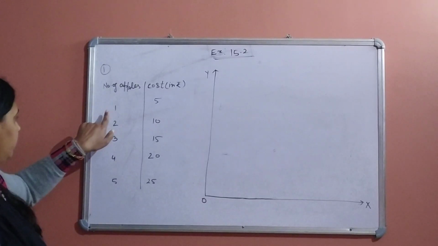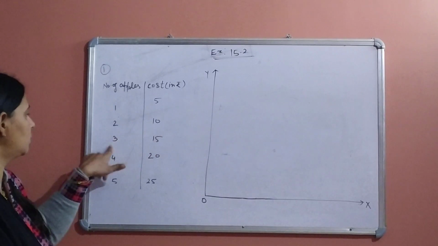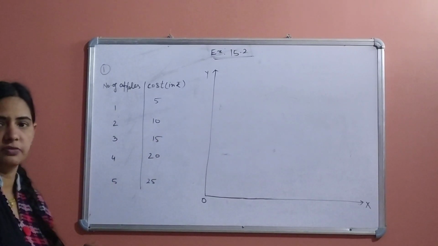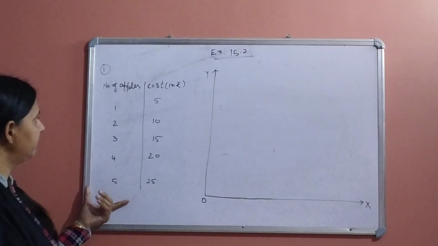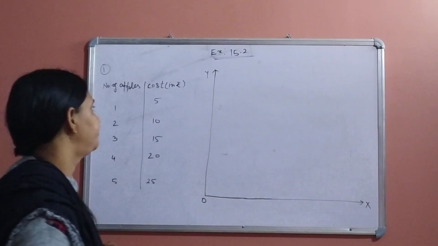Number of apples, when there is 1 apple then cost is 5. Cost of 2 apples 10, cost of 3 apples 15 rupees, cost of 4 apples 20 and cost of 5 apples is 25 rupees. You have to draw a linear graph for this data.